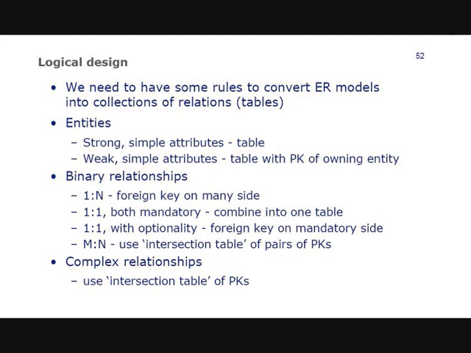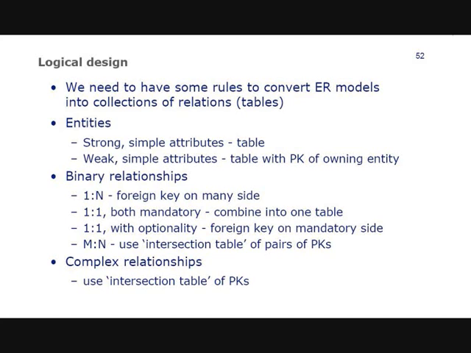If we have entities, they convert straight into a relation in the relational model. So that is quite straightforward. Any entity in my ER diagram becomes a relation in the relational model. If they are strong entities with simple attributes, they become a table. If they are weak entities with simple attributes, they become a table, but the primary key of the owning entity will form part of the child entity. So for example, if I have the employee and the dependent, the dependent will have the employee primary key as part of that record.